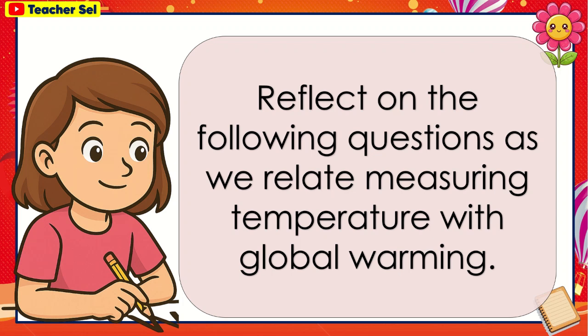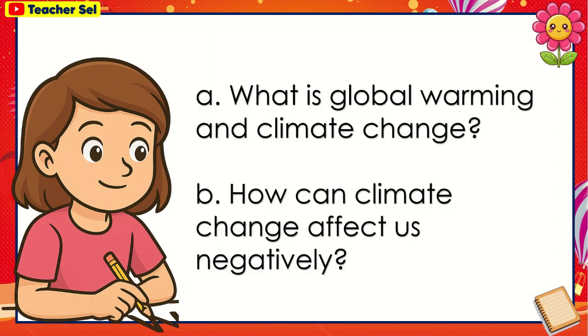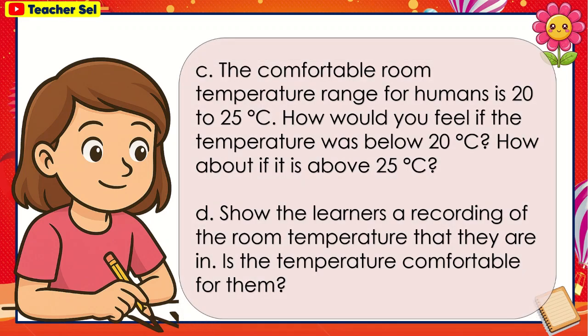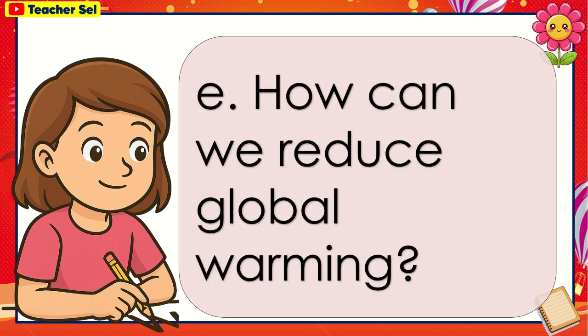Reflect on the following questions as we relate measuring temperature with global warming. What is global warming and climate change? How can climate change affect us negatively? The comfortable room temperature range for humans is 20 to 25 degrees Celsius. How would you feel if the temperature was below 20 degrees Celsius? How about if it is above 25 degrees Celsius? How can we reduce global warming?